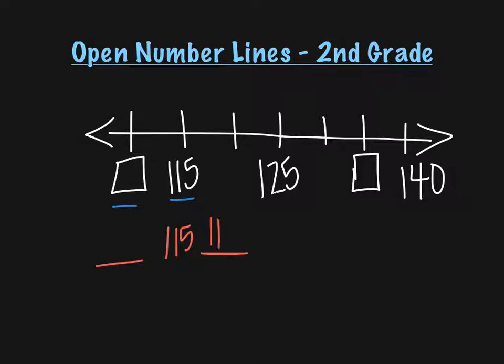Good, 117. What's 117 plus 2? Good, 119. But does that match what we have in our number line? No, it doesn't. Okay, so we're going to have to erase. So nope, it wasn't by ones, wasn't by twos. Now, before I keep trying every single number, what do you notice about the numbers on that number line?